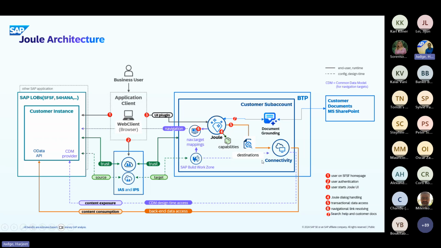We need the BTP subaccount. The actual Joule instance is hosted inside the BTP subaccount. So you'll be creating a BTP subaccount with Cloud Foundry enabled in it.